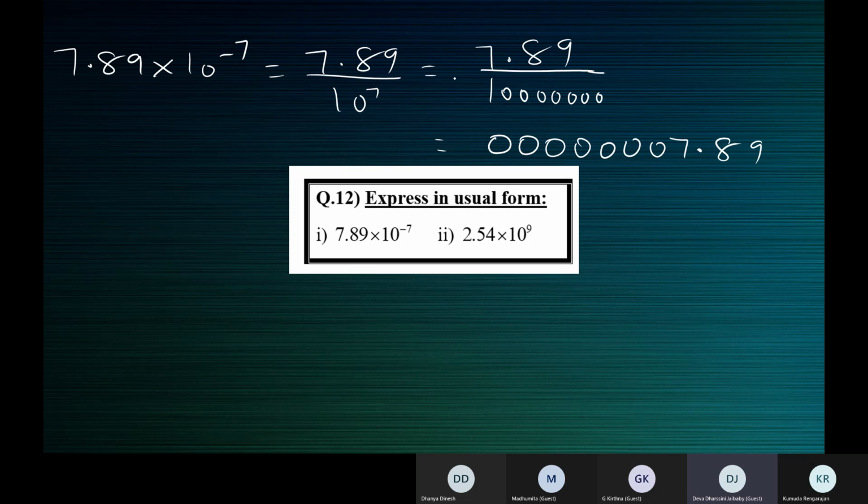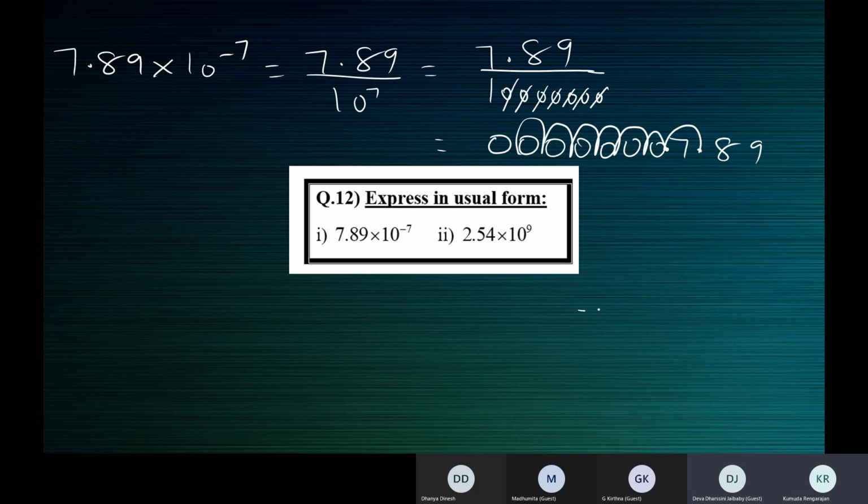Ma'am, then no need to keep the decimal point in the first zero? No, I haven't completed. Wait. You can just add some zeros like this, and this is the given number, 7.89. You'll have to shift the decimal point by 7 places because there are 7 zeros. So 1, it will come here, 2, 3, 4, 5, 6, 7.